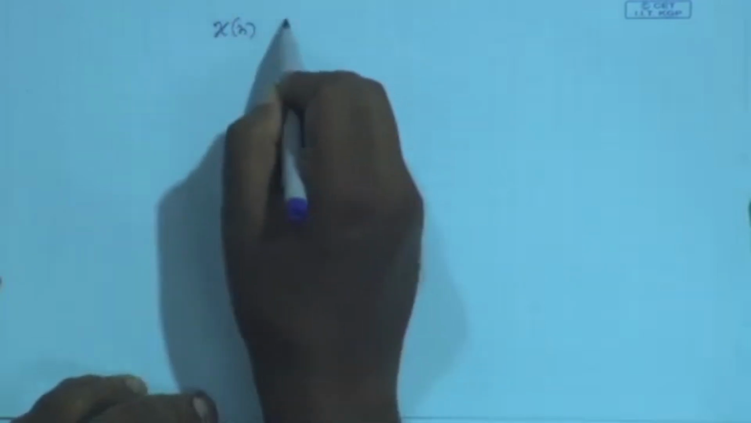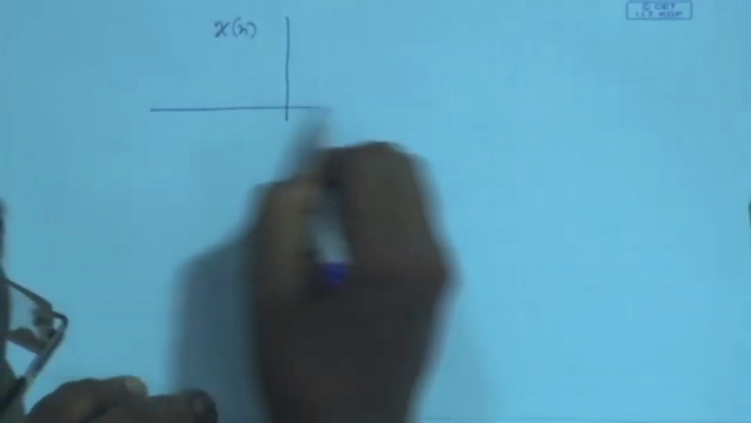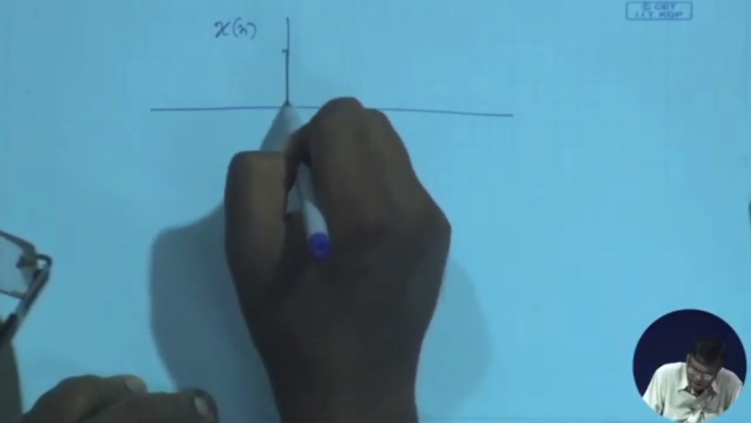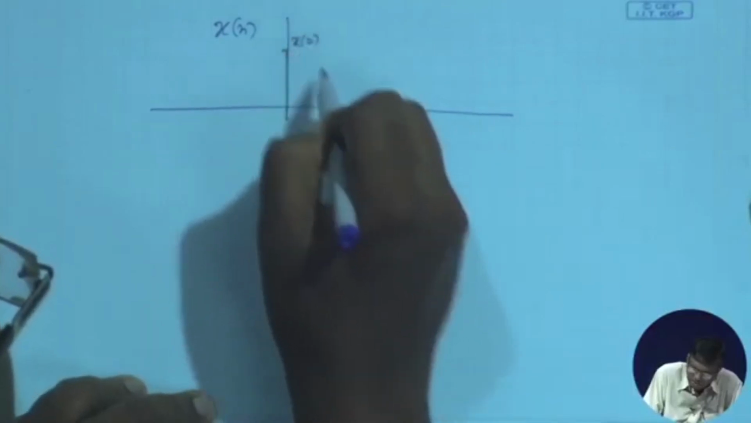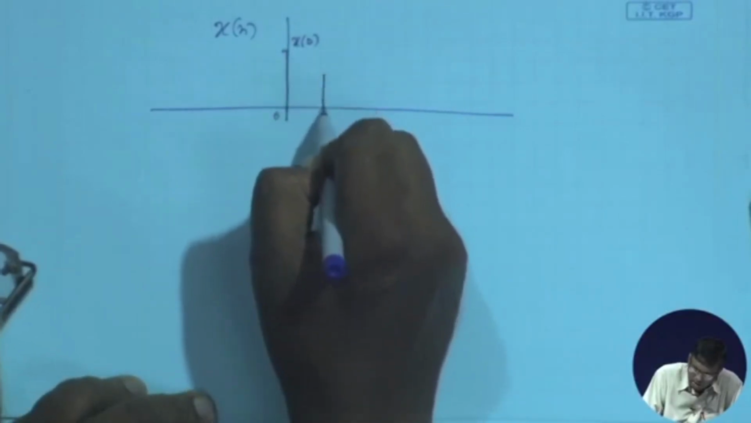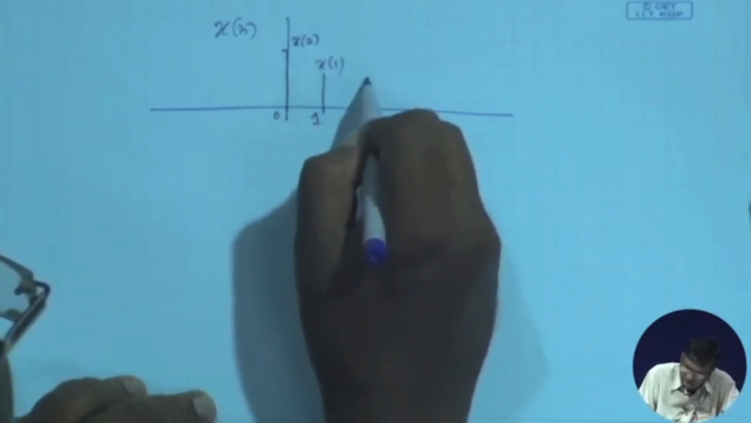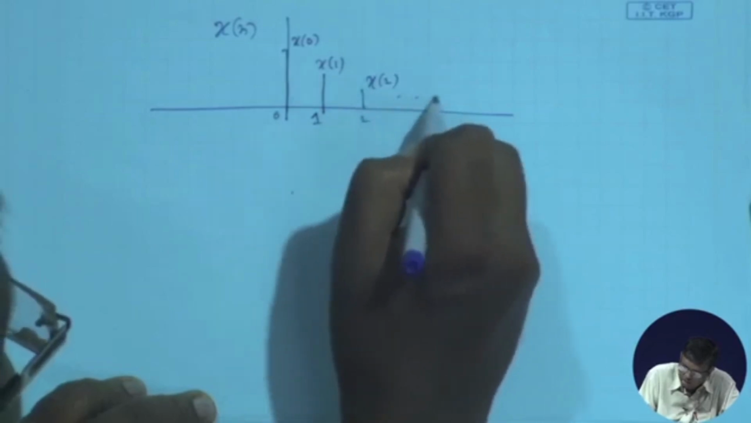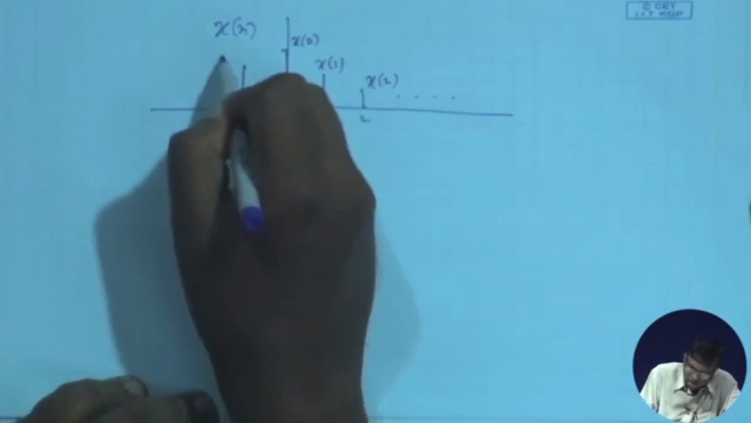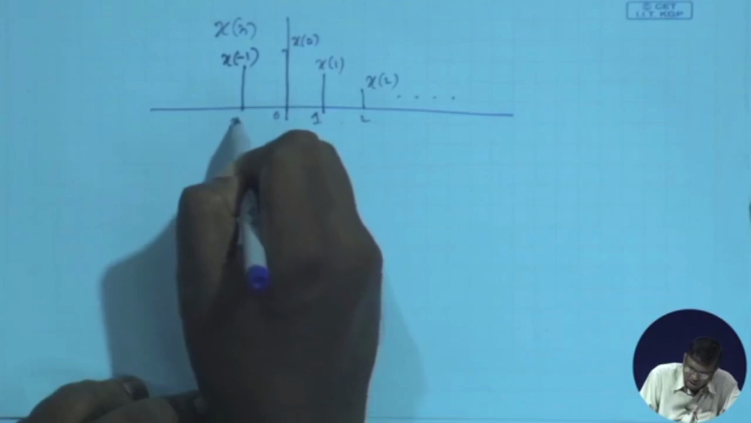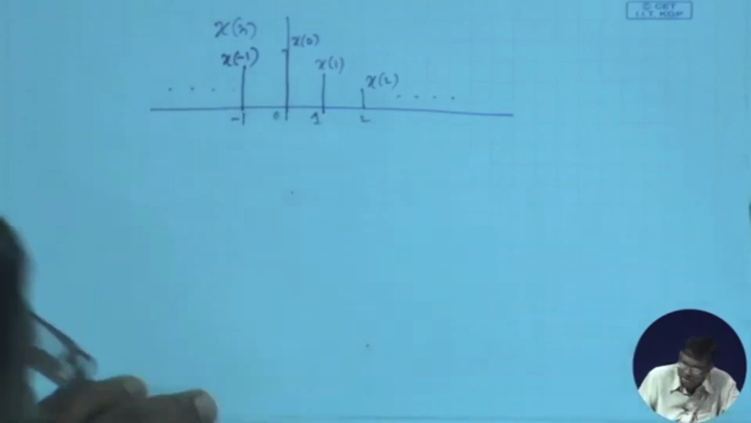Now, I consider a general sequence x n. Say x of n, it is x 0 at 0th point, it is x 1 at point number 1, x 2 at point number 2, and so on, maybe it is x minus 1 at point minus 1, and so on.